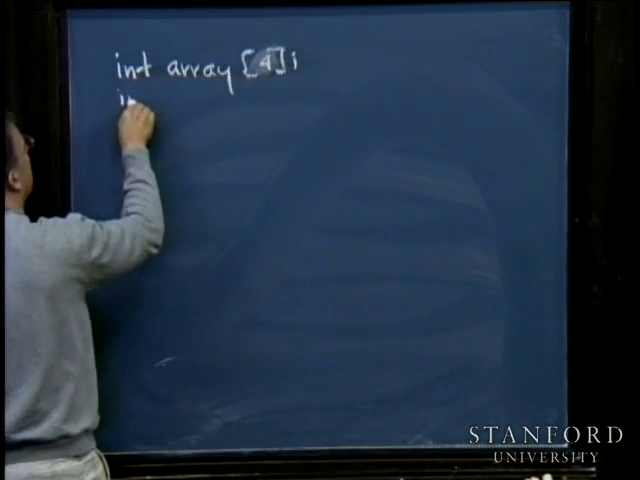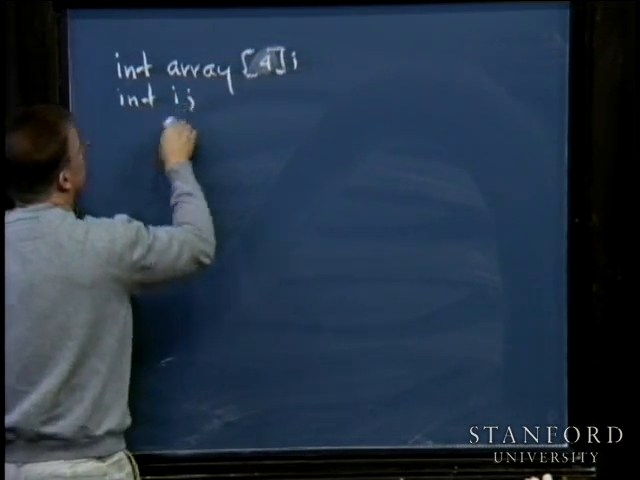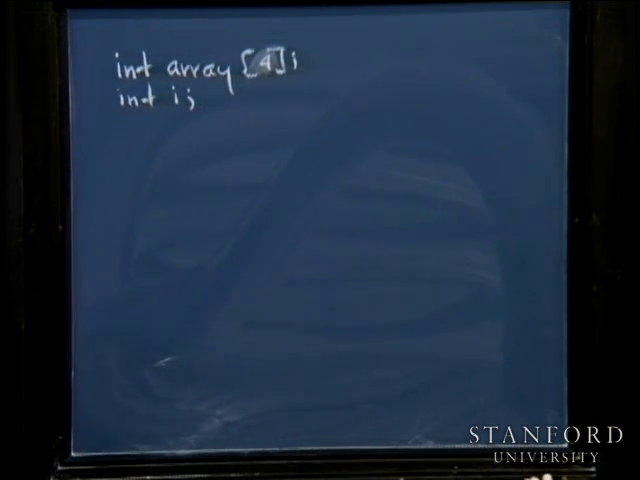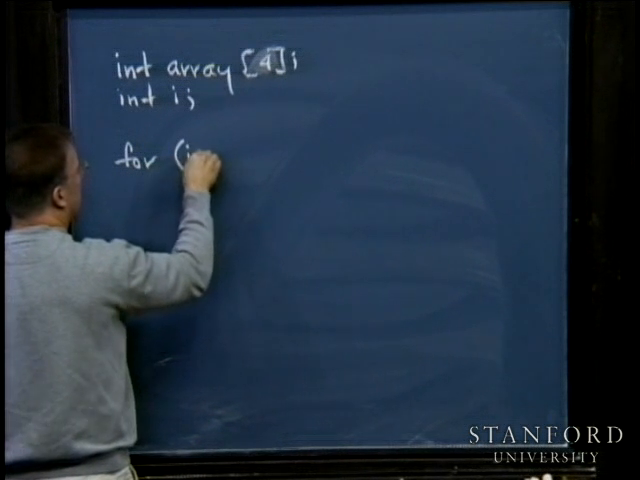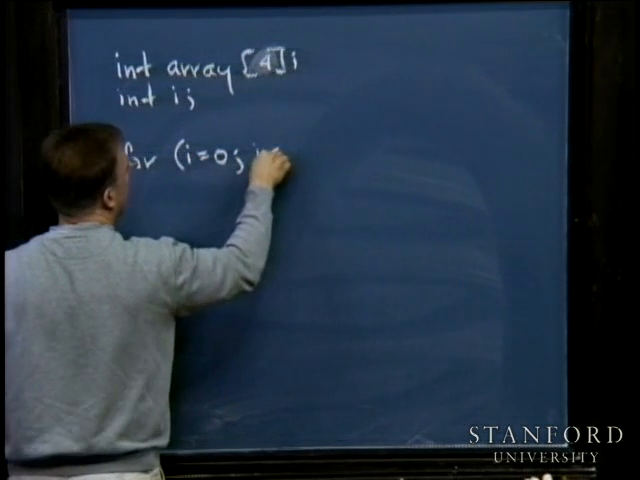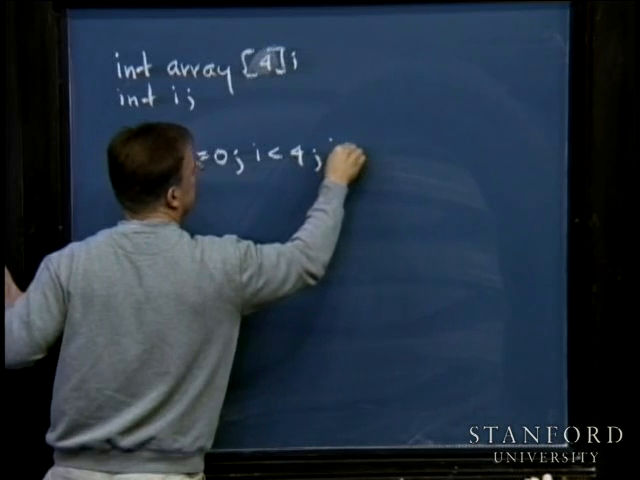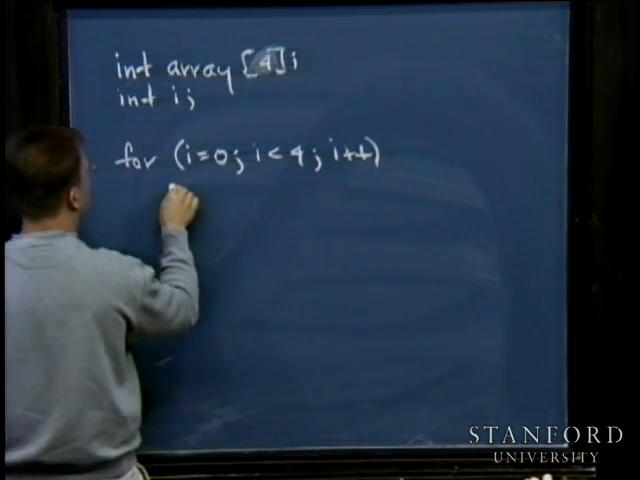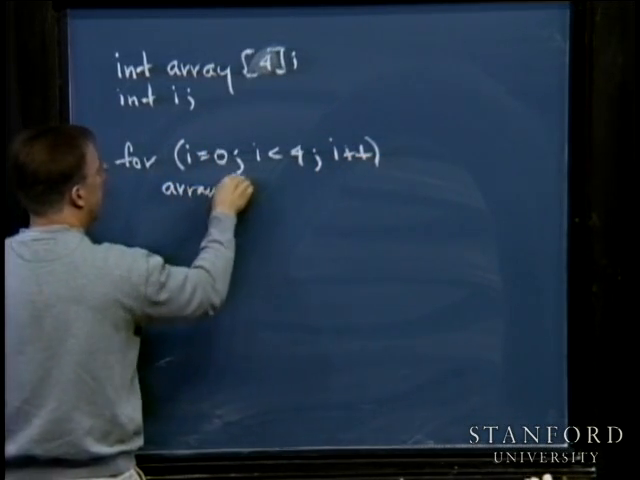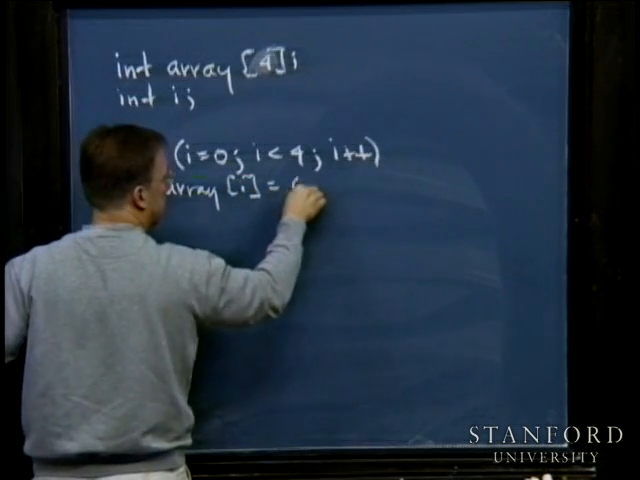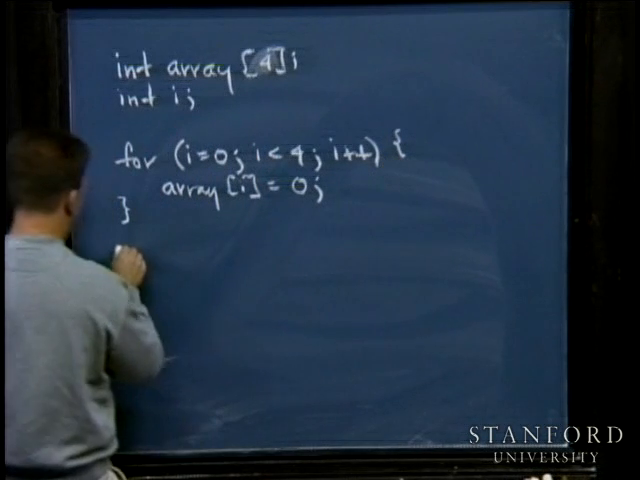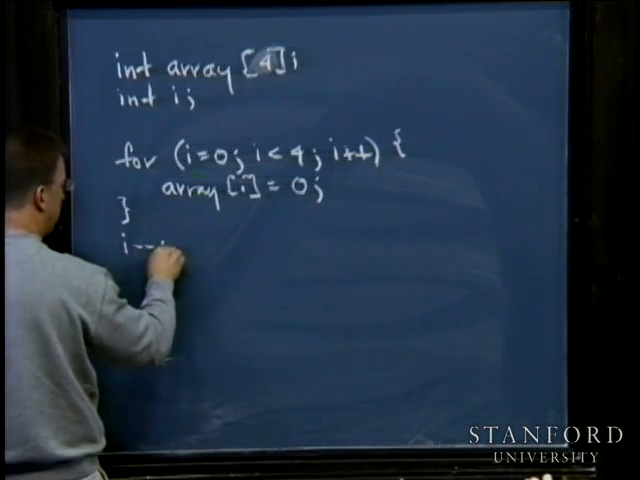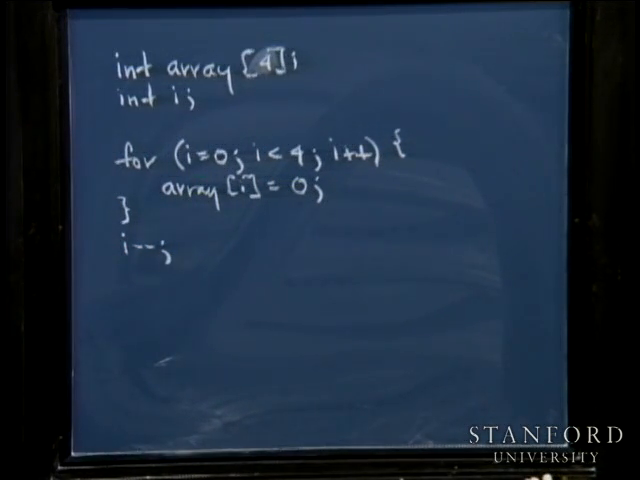And then I have a standalone integer. And I just want to go ahead and figure out what this for loop will translate to. And with each iteration, I just want to update some value in the array to be equal to 0. After it's all over, I want to set I minus minus. Just say something silly right here.